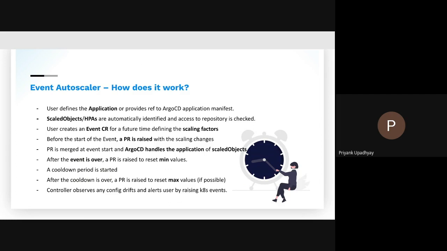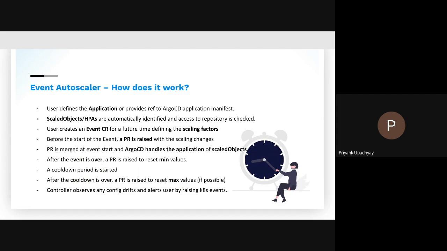The user will then create an event CR for a future time by defining the scaling factors. Just before the start of the event, a PR will be raised with these scaling changes, and the PR will be merged to the base branch. From here, Argo CD will take care of deployment back to the cluster. Once that is done, we can verify on the cluster that the min factors or max factors that we applied are currently available.